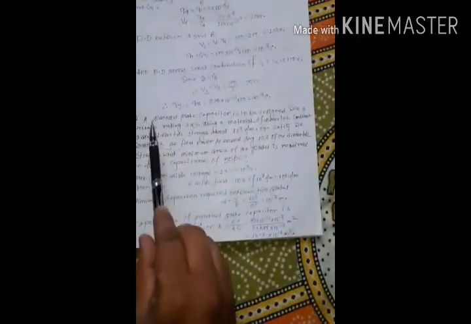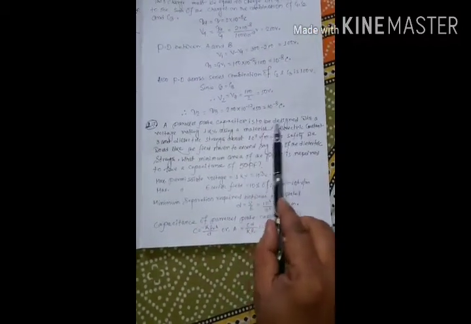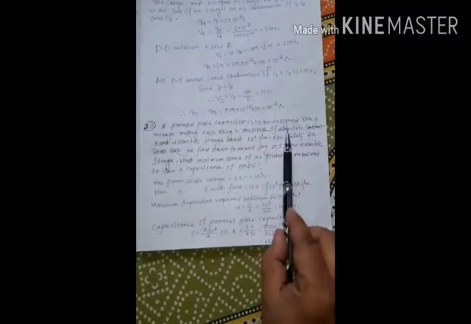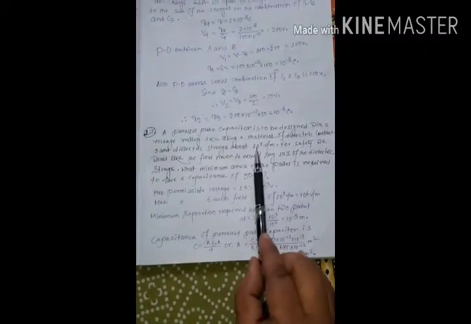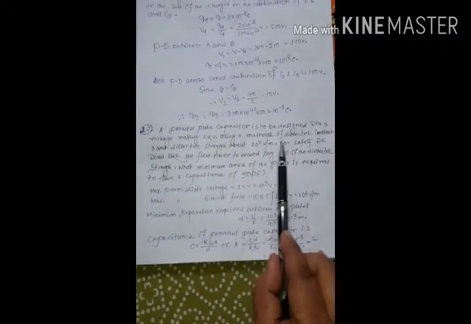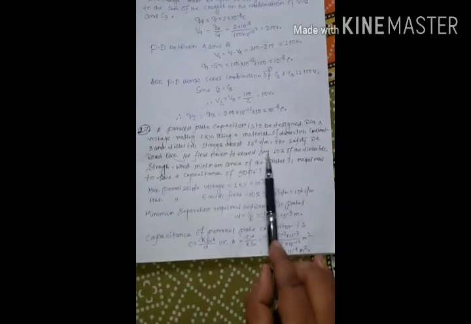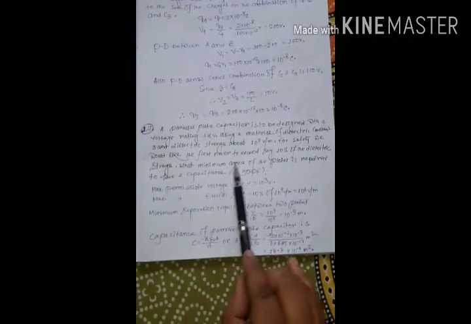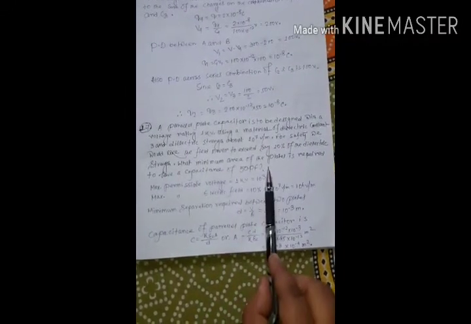Now see the last question. A parallel plate capacitor is to be designed with a voltage rating of 1 kilovolt, using a material of dielectric constant 3 and dielectric strength about 10 to the power 7 volt per meter. For safety, we would like the field never to exceed, say, 10% of the dielectric strength. What minimum area of the plate is required to have a capacitance of 50 picofarad?